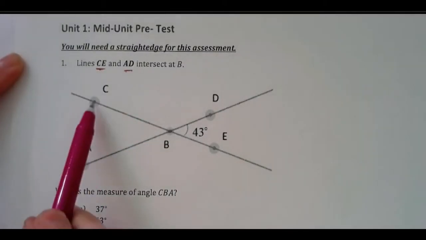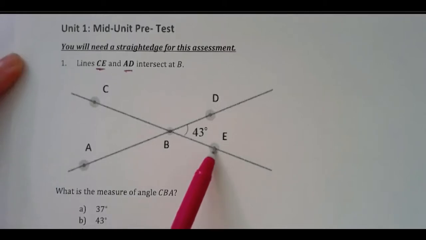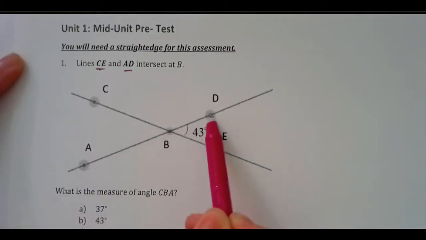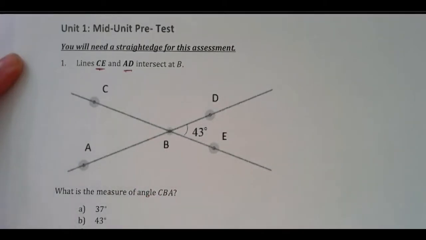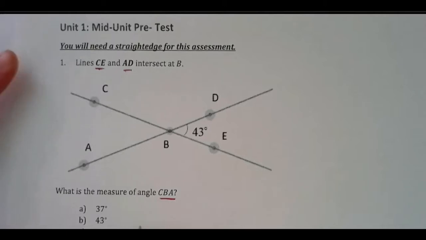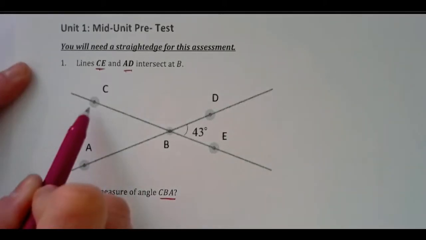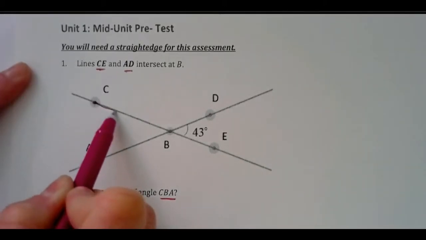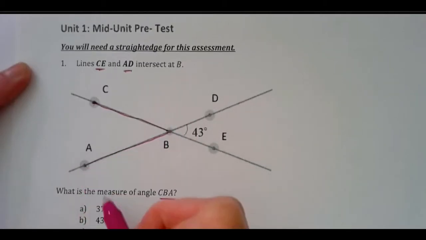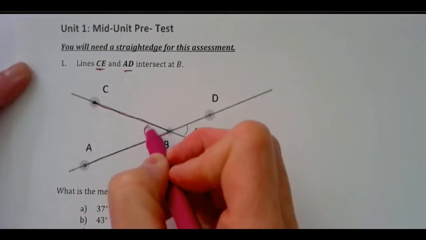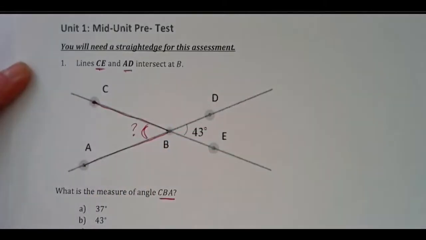Okay, so we have CE, AD. They intersect at B. What is the measure of angle CBA? When we read our angle, we start at C, go to B, and to A. So this angle measurement right here is what we're looking for.